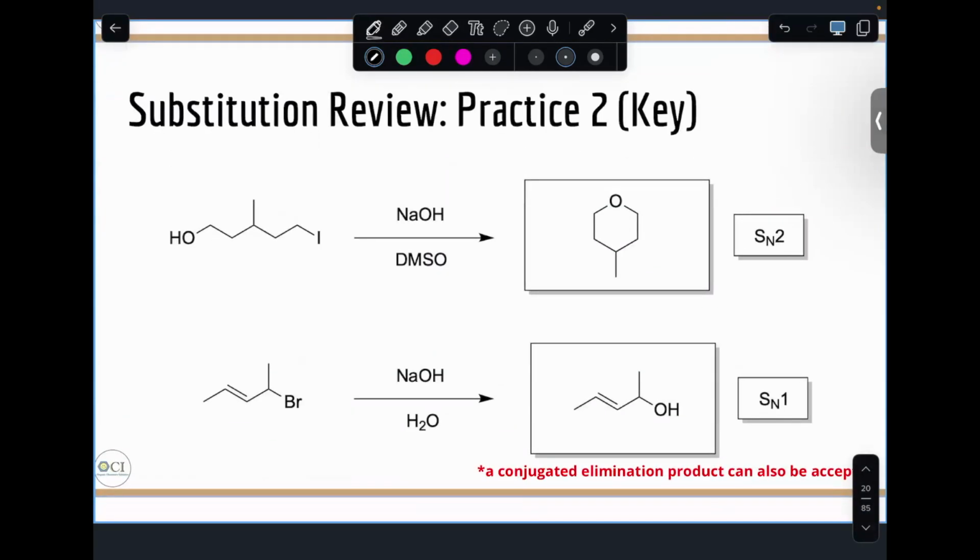For this one, when you form that carbocation, it is possible that resonance occurs. So you could get something like this also as an answer.